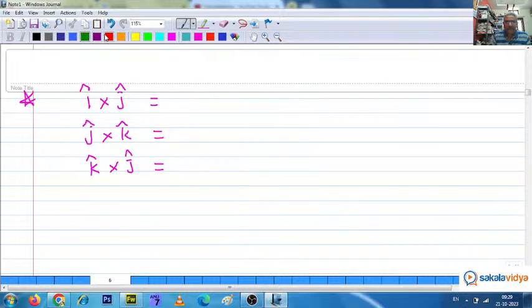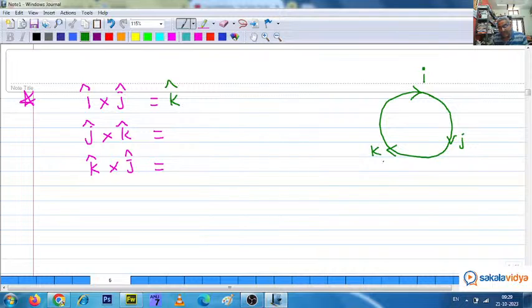So now my dear students, take a cyclic order. For example, this is I, this is J, this is K. So you remember I cross J is K, so you will get K. Now J cross K is I. K cross I is J.